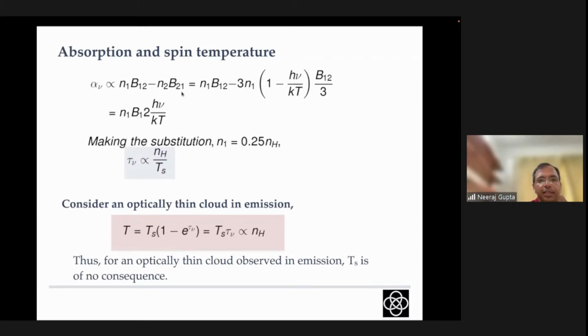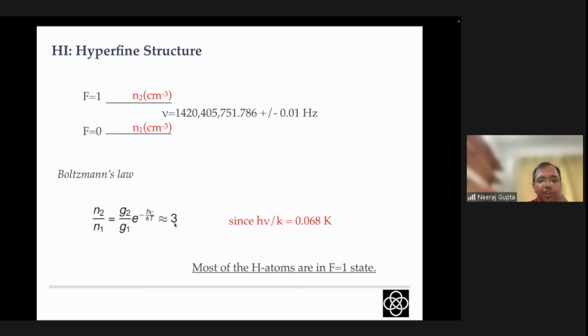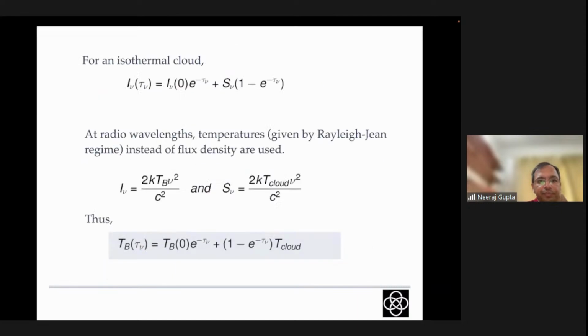These two Einstein coefficients are related to each other through the statistical weights of the two states simply, and B21 is related to Einstein's A coefficient again through some simple fundamental constants. So what I'm trying to tell you is that the simple term here can be rewritten very simply as N1, the number of atoms in the ground state, B12, and h nu by kT. And now, if you recall, for the 21 centimeter line, N2 by N1 is actually 3, so most of the atoms are in the excited state. This is the basic principle of it, right?